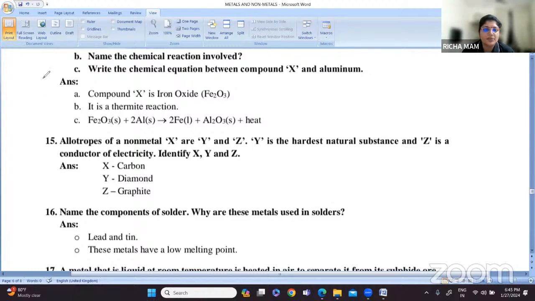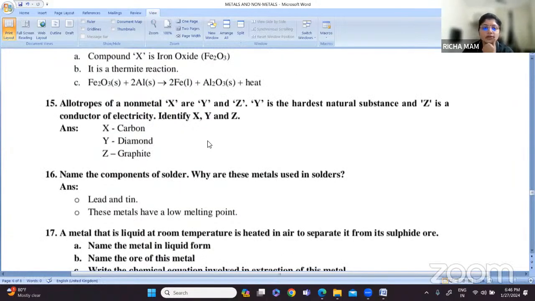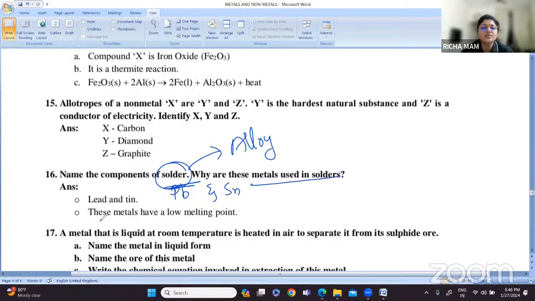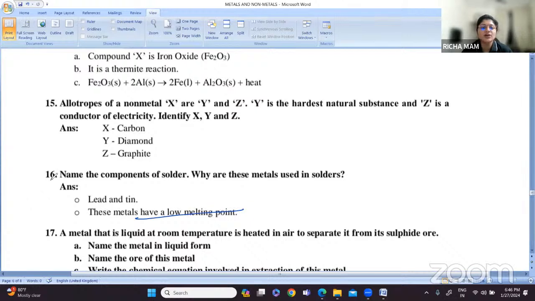Next question. Name the components of solder. Why are these metals used as solder? Solder is an alloy. We know an alloy is a homogeneous mixture of two metals or a metal and a non-metal. Solder is an alloy made up of lead and tin. Why are these metals used in solders? Because they have a low melting point. Because of the low melting point, they are used in solders.